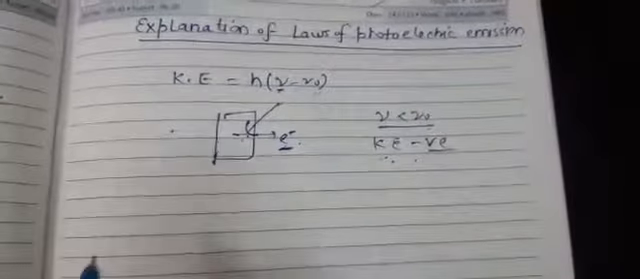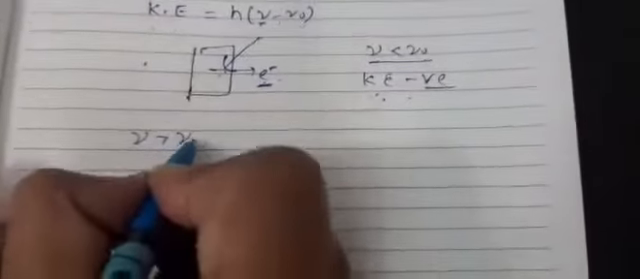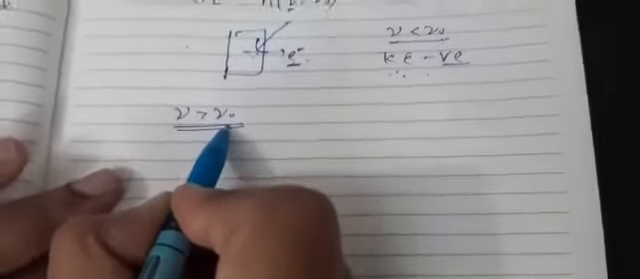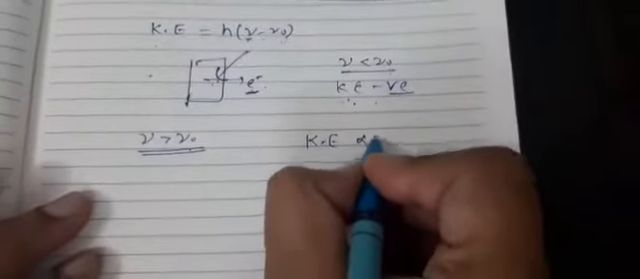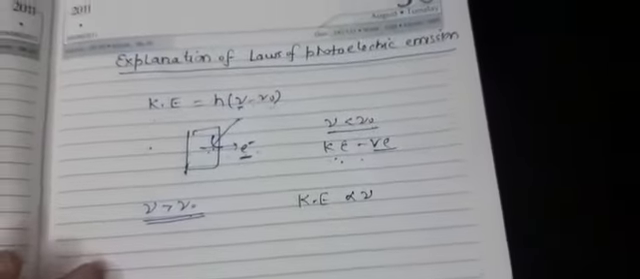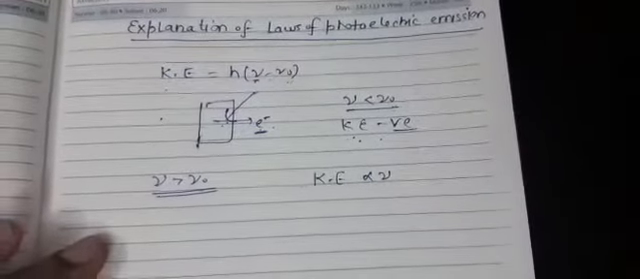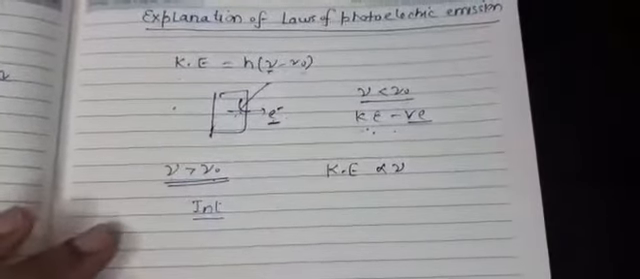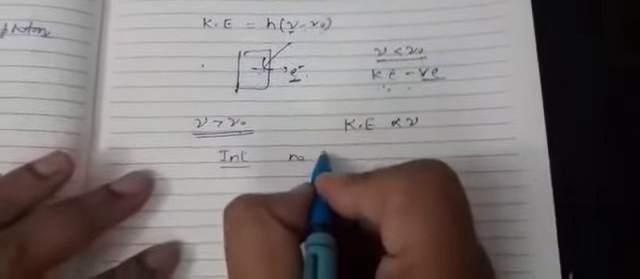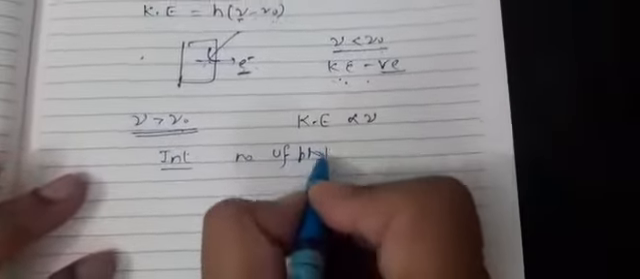Third law: for emission of photoelectrons to take place, the incident frequency must be greater than the threshold frequency. And as we observe from this equation, the maximum kinetic energy is proportional to the frequency. So if we increase the intensity of radiation, what will happen? The number of photons will increase.